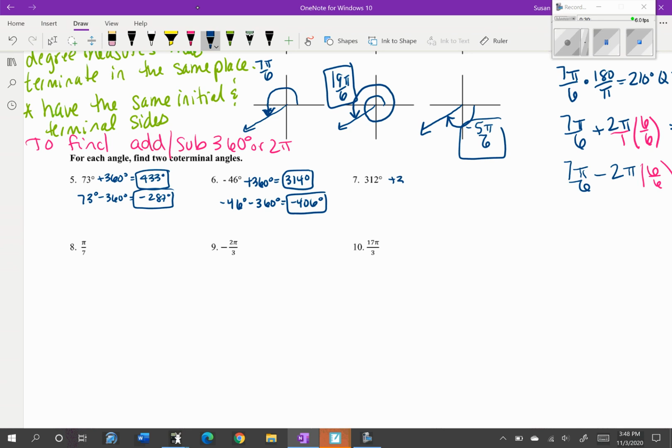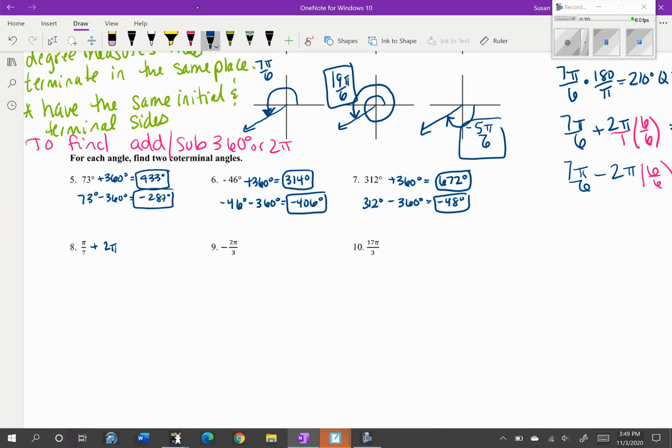312, if I add 360 degrees, I get 672 degrees. If I take 312 degrees and subtract 360 degrees, I get negative 48 degrees. And again, when you are using radian measures, and how do I know 8, 9, and 10 are radians? Because they don't have a degree symbol, we are going to add and subtract 2 pi.